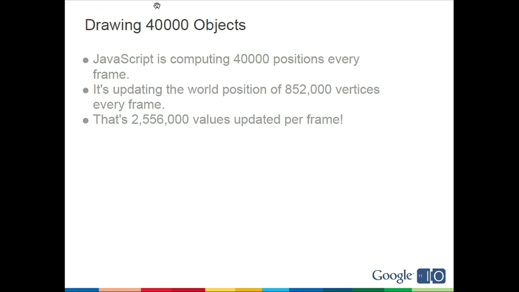What is JavaScript actually doing? Well, JavaScript is computing 40,000 positions every frame. It's updating the world position of all the vertices, and those objects are an average of 21 vertices each, so that's 852,000 vertices every frame. That's 2.5 million values, because every vertex has an X, Y, and a Z. It's got to update all 3. And it's doing it, what was it, at 15 frames a second? That's like 37 million operations a second that JavaScript is doing. I mean, some of those JavaScript engines are doing pretty amazing. But let's see if we can make it go even faster.